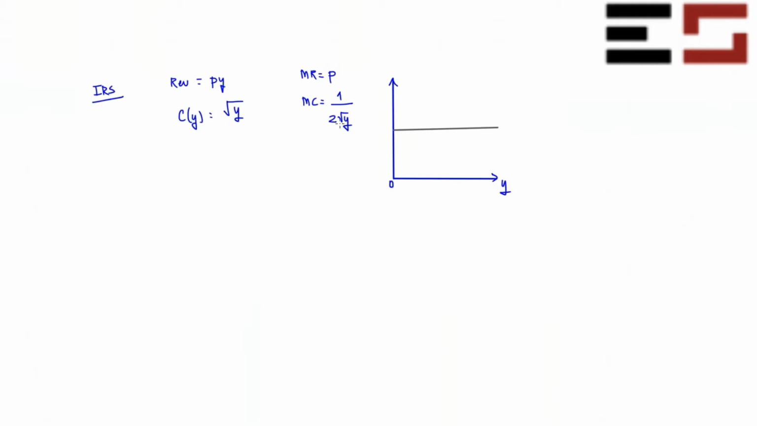Notice that as Y gets closer to 0, marginal cost is infinity. And as Y goes to infinity, marginal cost goes to 0. So what that means is it's a downward sloping curve. The marginal cost is a downward sloping curve, and it is asymptotic to the horizontal and the vertical axis, like this.